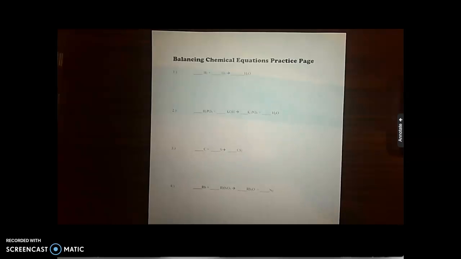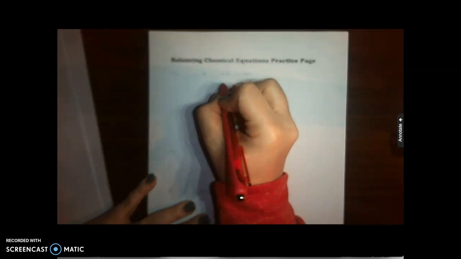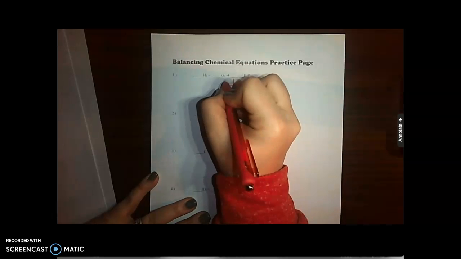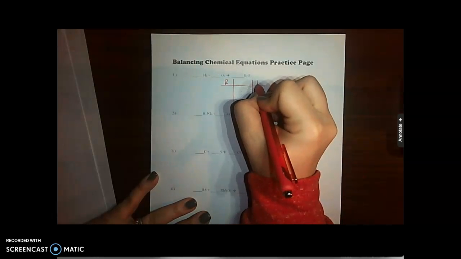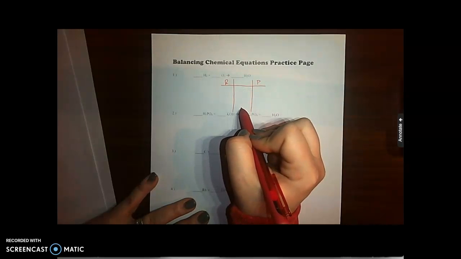Okay, so we're going to be going over how to balance these chemical equations. We're going to do it the math way for this one, and then on the next one we'll do the Cheerio activity, okay? So for this one, we are always going to start out by writing our chart where we have reactants on the left and products on the right, and then we go through and we just list our elements.